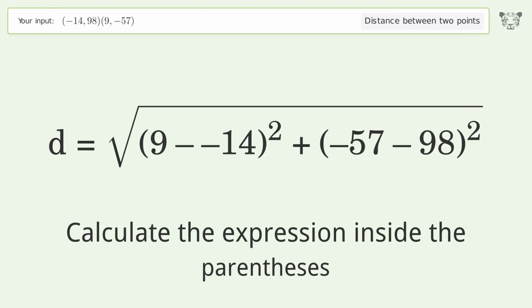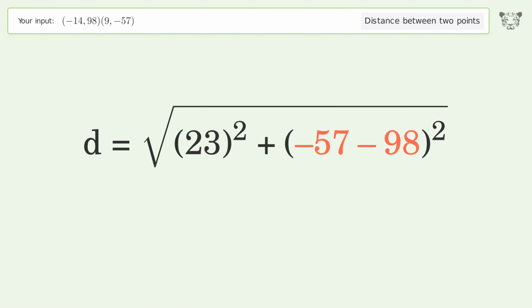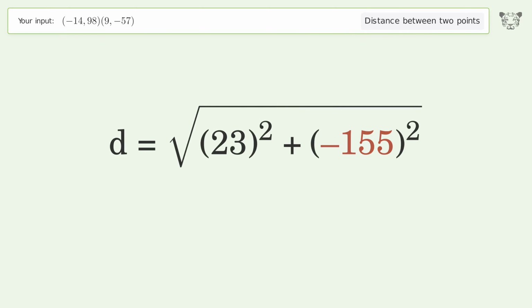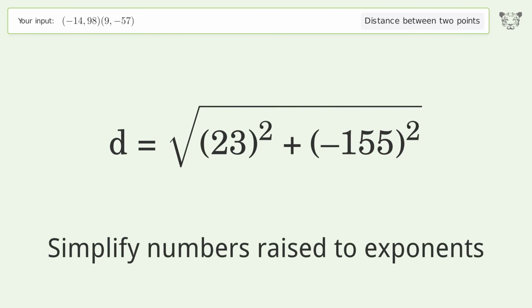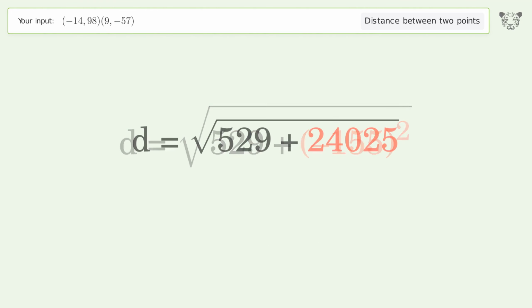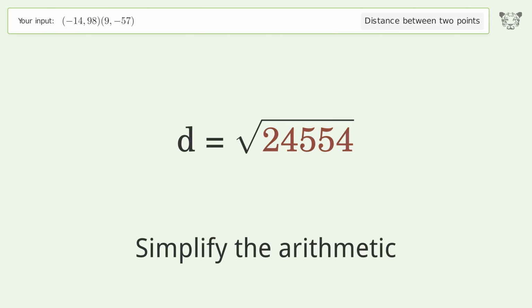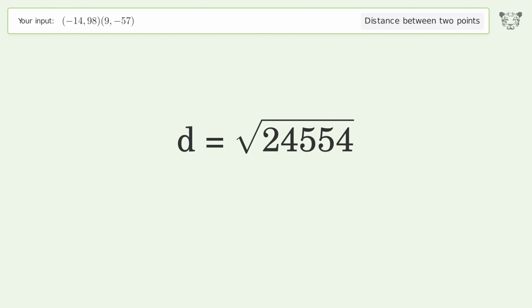Calculate the expression inside the parentheses. Simplify numbers raised to exponents. Simplify the arithmetic. And so the distance between the 2 points is the square root of 24,554 or 156.697.